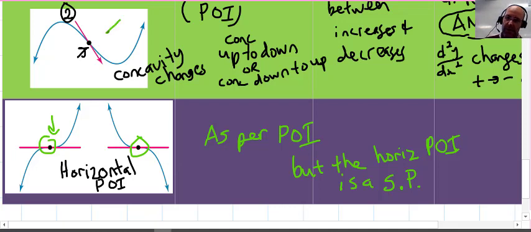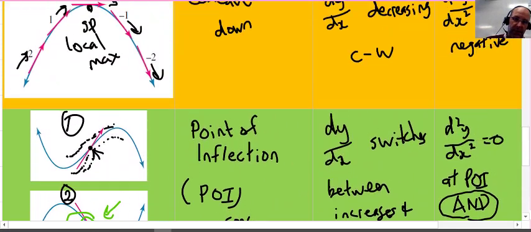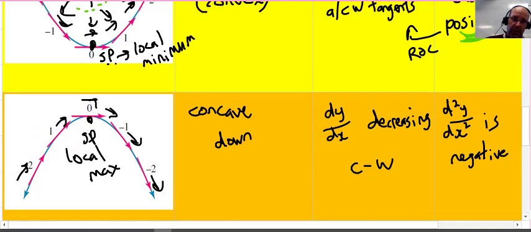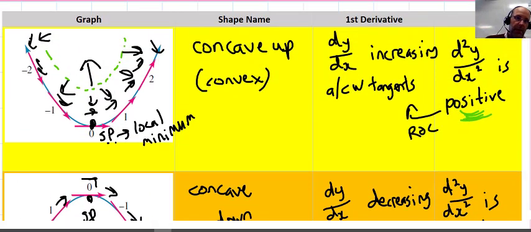Notice how the more general type does not have a horizontal point of inflection. The gradient is not 0 at that point, so this type doesn't have a stationary point. This is a particular case down here of the point of inflection, the horizontal one, so it does have a stationary point. So 3 out of 4 of these cases do have stationary points where the gradient is 0. Next video is going to be about the second derivative test to test this.